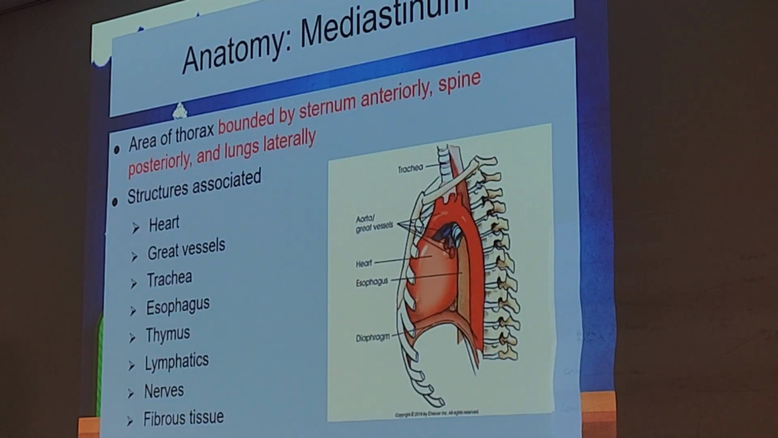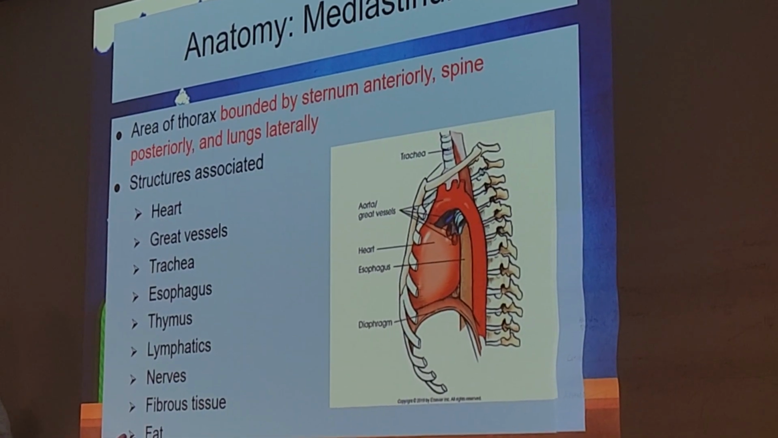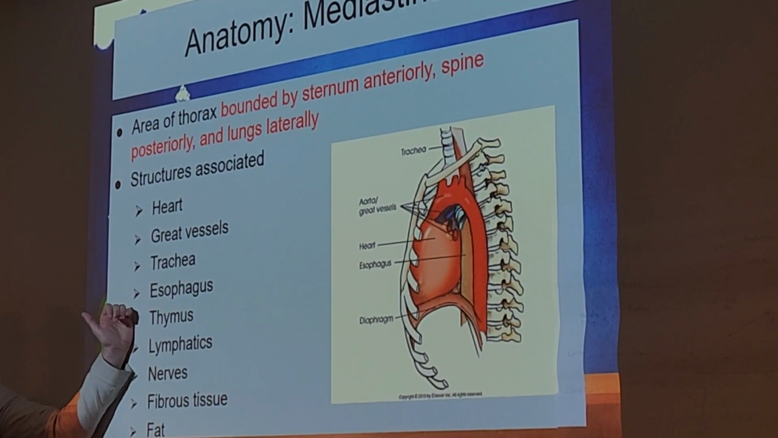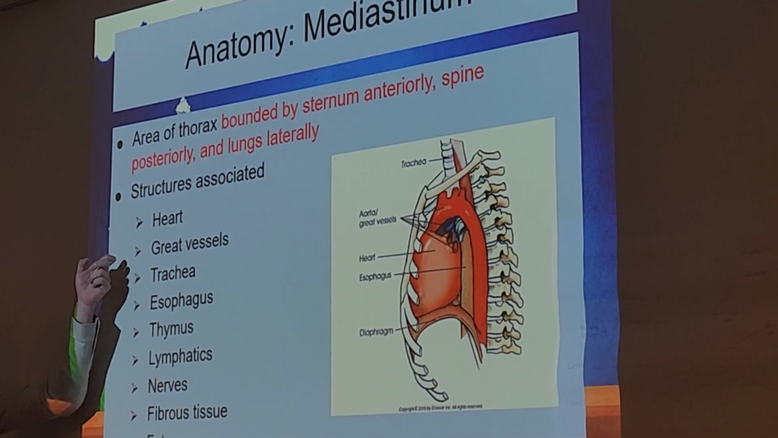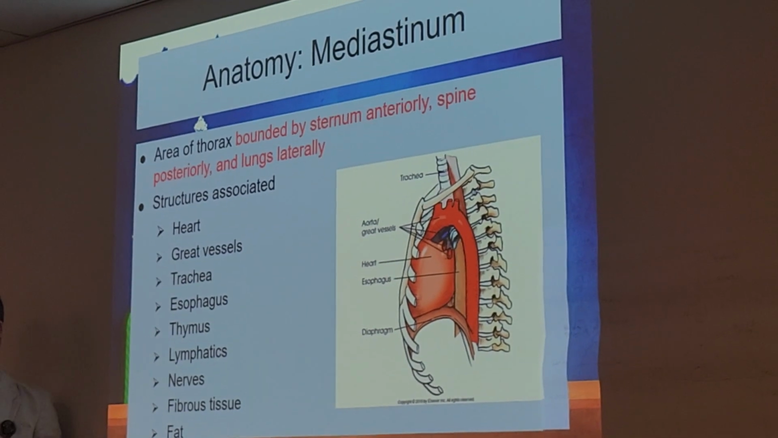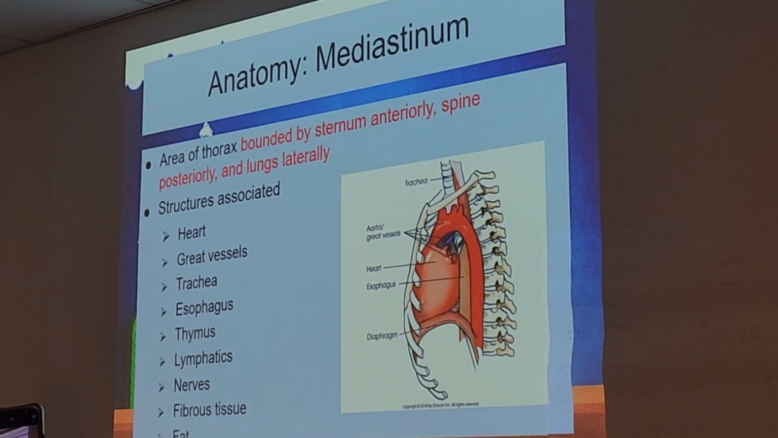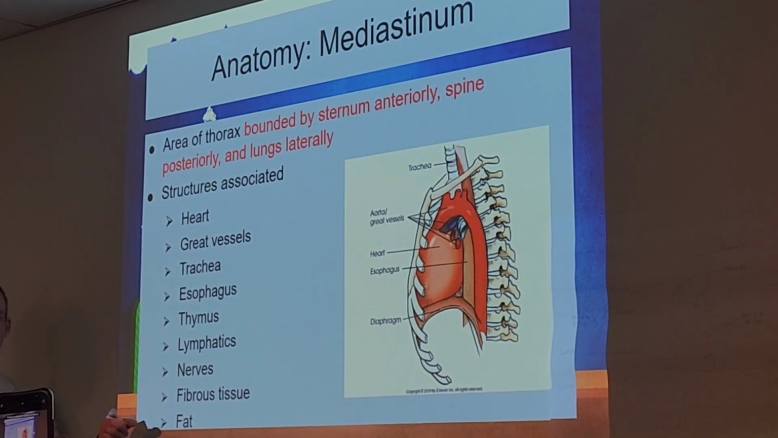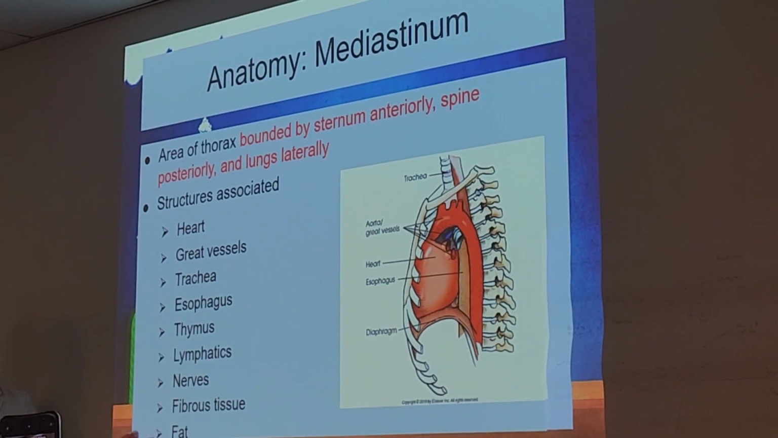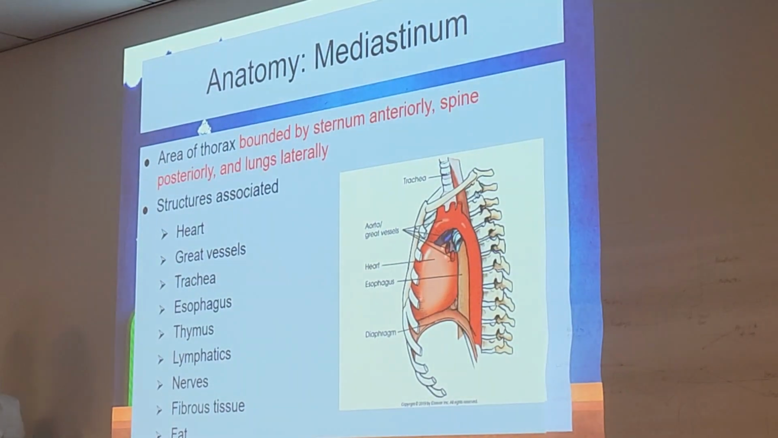All right, let's talk about the mediastinum, something we often forget. What's the mediastinum? That's a region of the chest containing certain organs. These are the ones right here. This would be great to write down. I've seen this asked as a multi-answer question: what structures are found in the mediastinum? Well, here you go, guys. Your heart, your great vessels, your trachea, your esophagus, thymus gland, lymphatics, nerves, fibrous tissue, and fat. Really great thing to write down and put a star by.